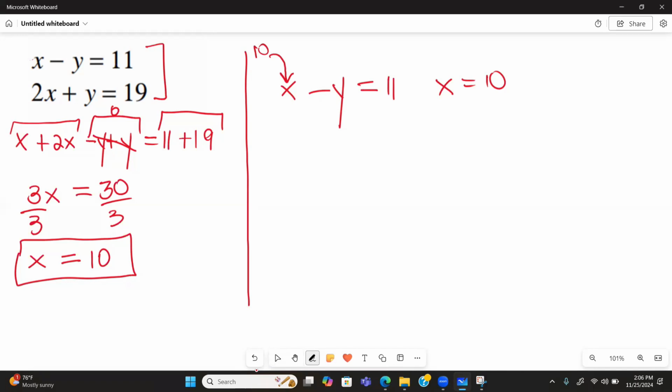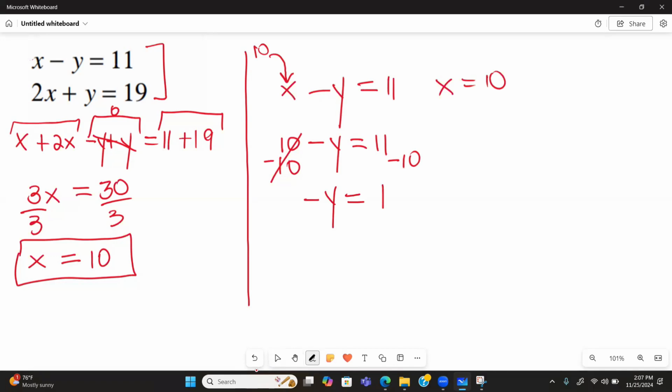Let us see. So x is 10, so I'm going to have 10 minus y, which is equal to 11. Remember, the aim is that I want to find y, so I need y to be by itself. So I have two options. I'm just going to execute one. Let us subtract 10 from both sides here. So if I subtract 10 from both sides, then this becomes 0. I'll have negative y, which is equal to 1. Remember, I need y, not negative y.